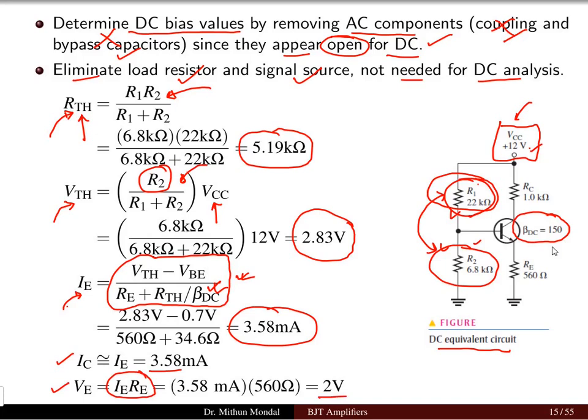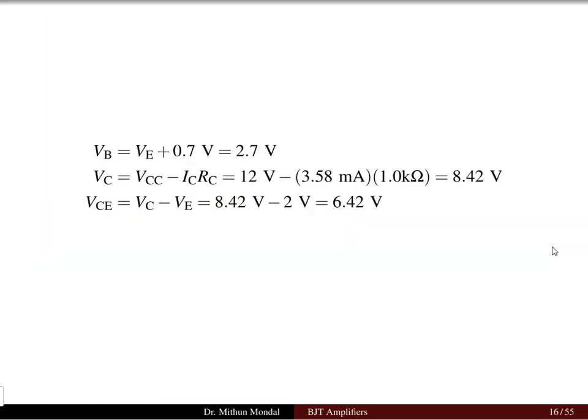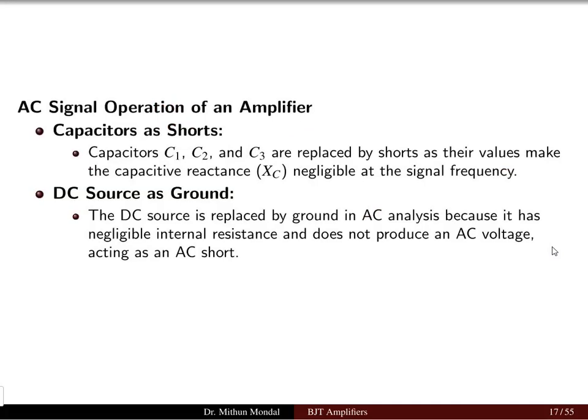Now once we have calculated these values, the other values of base voltage, collector voltage and collector to emitter voltage we can easily obtain by applying the proper KVL equation in the circuit. That will give us the base voltage, collector voltage and collector to emitter voltage.